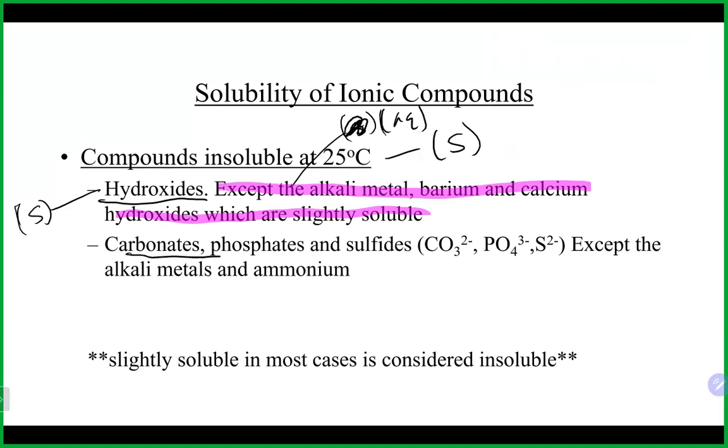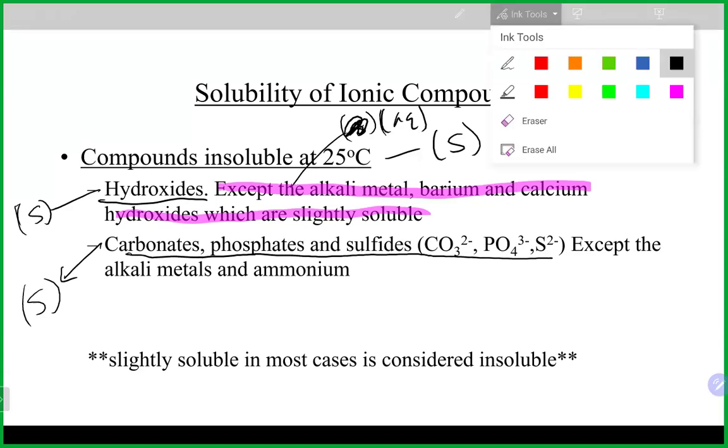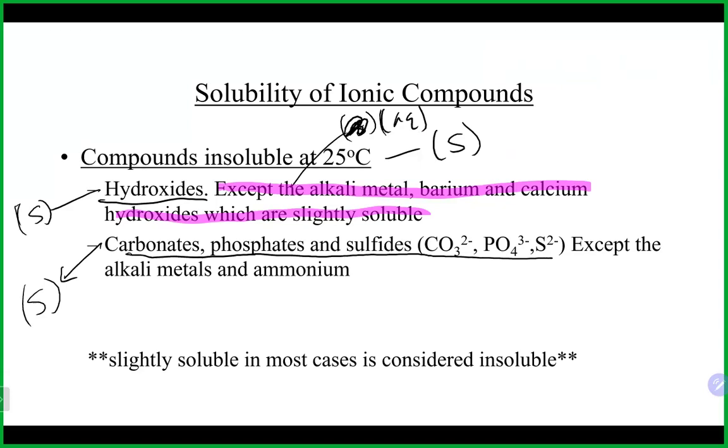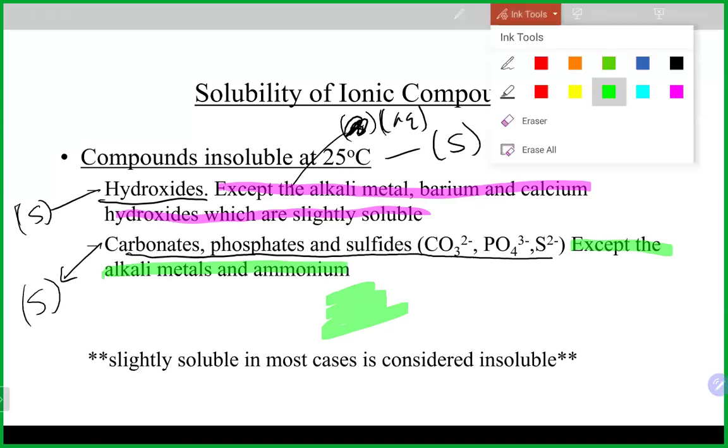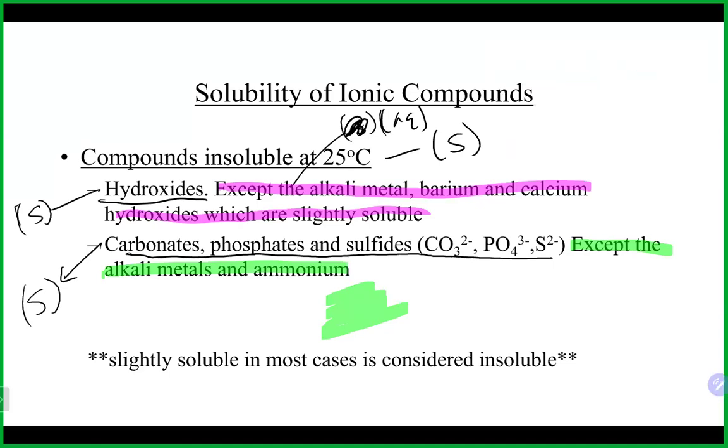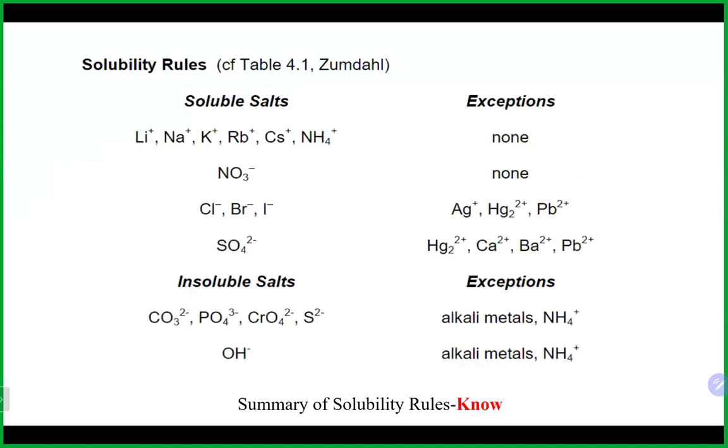Carbonates, phosphates, and sulfides are typically insoluble, so they typically will make solids, except if you have group 1. So the good news is you can just remember the group 1, and that takes care of your exceptions on here. You'll be fine. So they will become soluble, the opposite here, which would be aqueous. So these are solubility rules that help us decide what's going to make a solid or not.